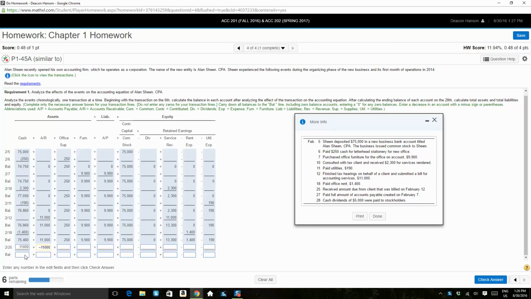So I'm going to have 86,460 in cash. I no longer have an amount due to me. And then the other balances remain unchanged.